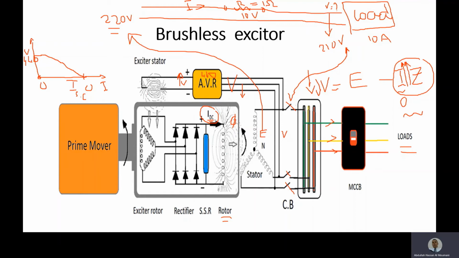Once its output voltage is increased, the flux here will also be increased, and this flux will be intersecting with the stator coil while the prime mover is moving, so more voltage will be induced in the exciter rotor, and the DC voltage after the rectifier will also be increased. And if the output voltage of the rectifier is increased, it means IDC here will be increased, and the flux here in the rotor coil will also be increased. Now, intersecting this flux with the stator coils will increase what? The output voltage, and return it to the required value.